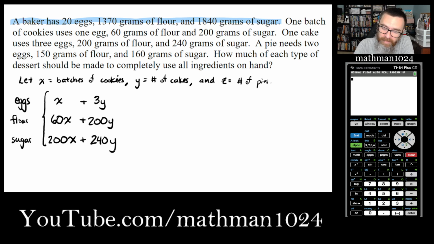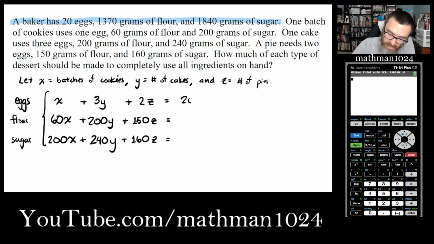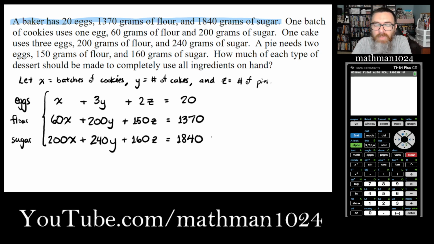Okay, good. A pie. A pie needs 2 eggs, so plus 2 eggs for every z pie. 150 grams of flour, so plus 150 for each pie. And then for sugar is 160 grams of sugar. Now for each of these, there is a total. The total number of eggs, 20. The total grams of flour, 1,370. The total grams of sugar, 1,840. There's your system.